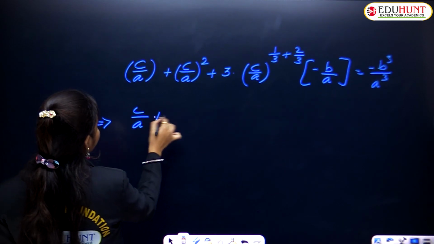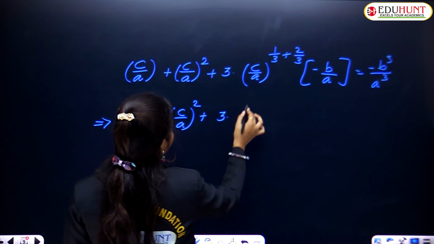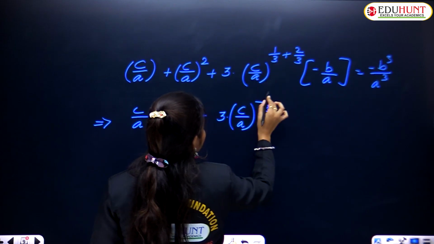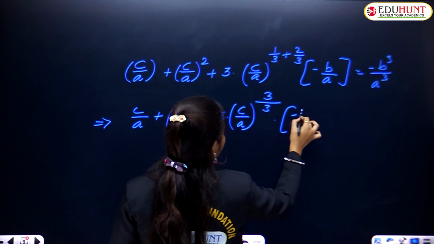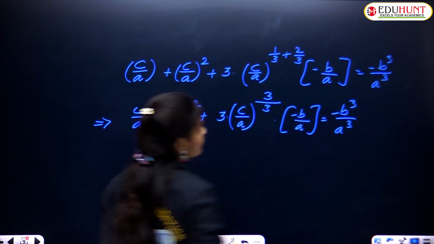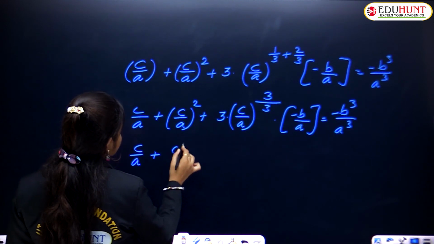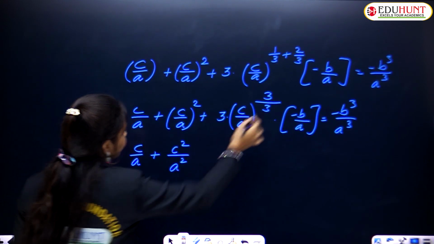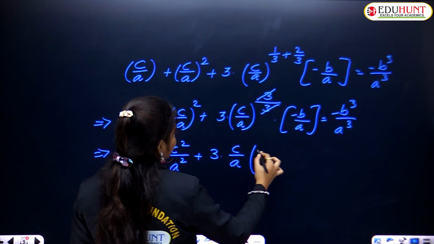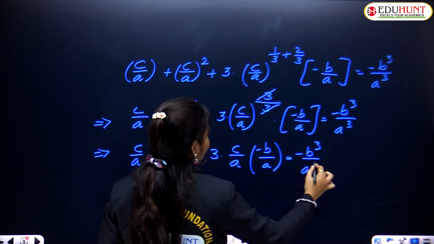So c by a plus c by a whole square plus 3 into c by a whole power, here 3 and 3 is common and 1 plus 2 is 3, into minus b by a, which is equal to minus b cube by a cube. Clear? So from this one, c by a plus c square by a square, just to simplify it. So 3 and 3 get cancelled, plus 3 into c by a into minus b by a, which is equal to minus b cube by a cube.